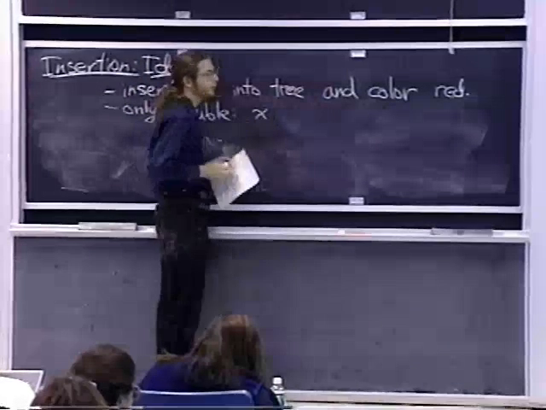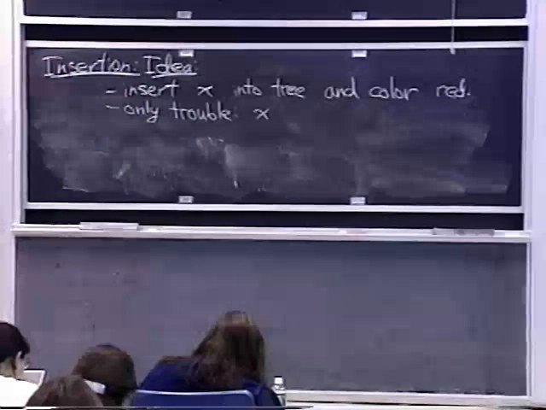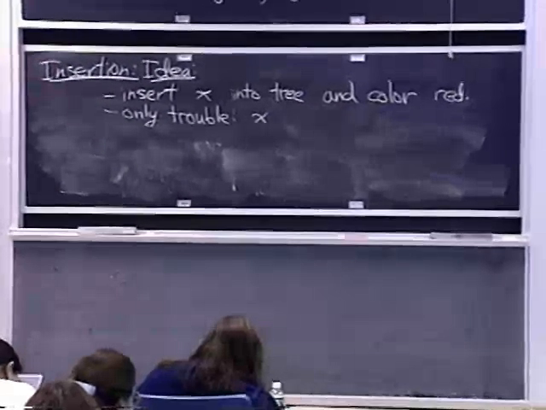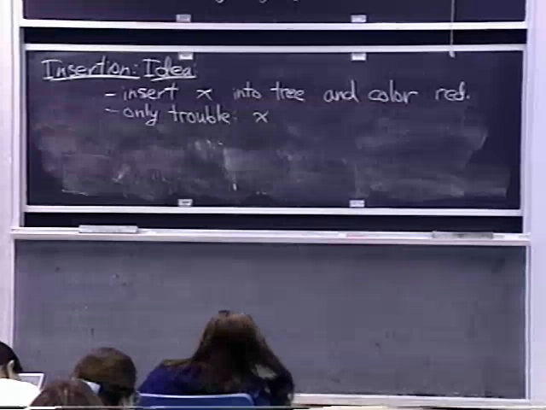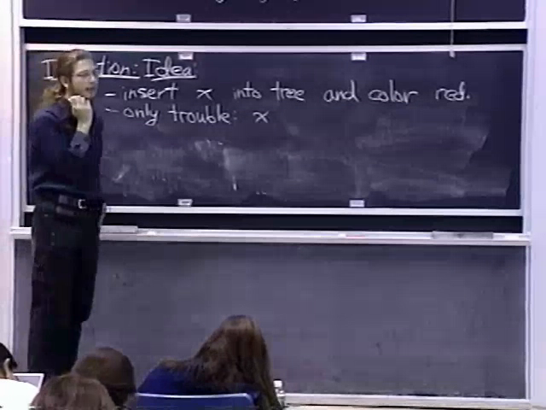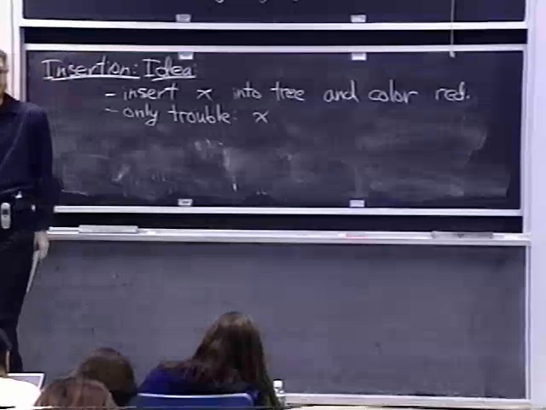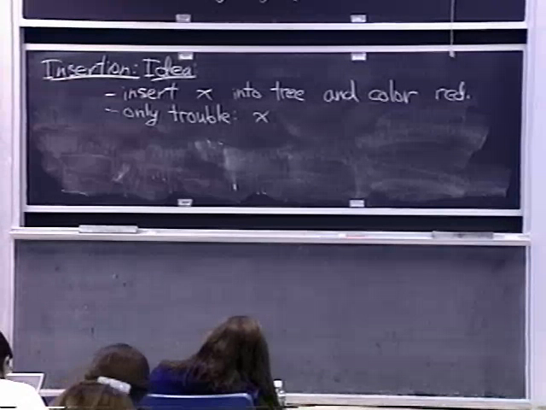So when would we now have a red node above a red node? I've only inserted one node. I've only made one change. What's the problem situation with x? See, when we add x, it has a couple of children, which are these nil leaves. But they're black, so that's OK. So what could go wrong?